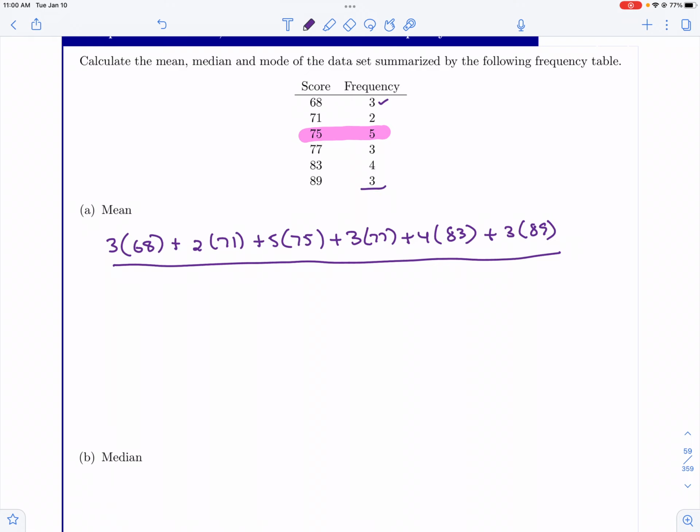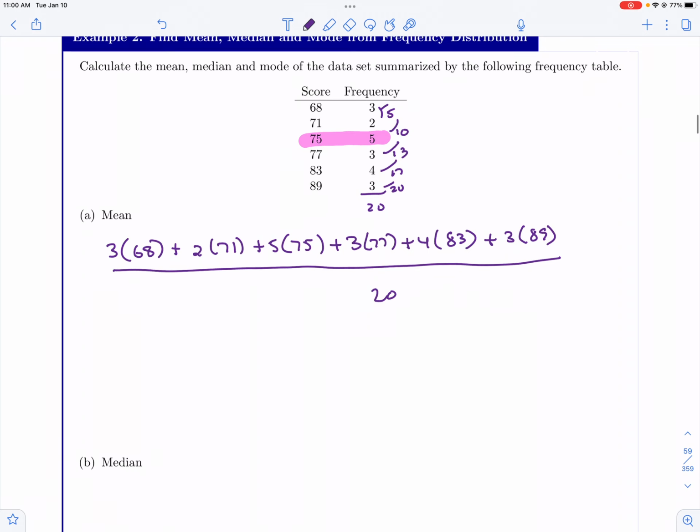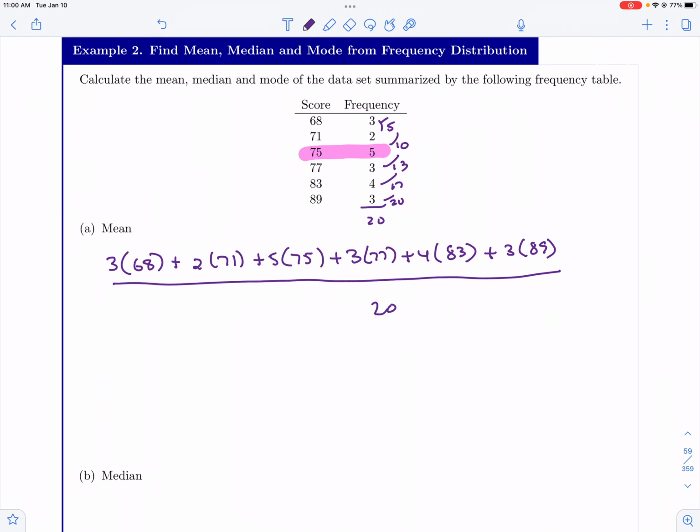So if we add up our frequency, we've got 5, 10, 13, 17, 20. And so we could just divide that by 20, and that would easily find our mean for us, and we'd be good to go. But I want to show you another way that you can do this using our calculator. This one we have to do a little bit of a trick to. Since we have 2 sets of data, a score column and a frequency column, we're going to have to use 2 different lists to write in our table.